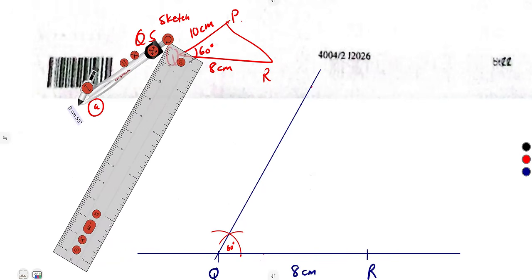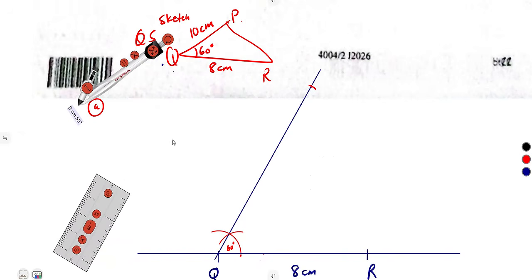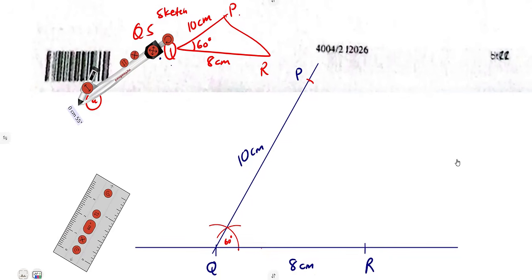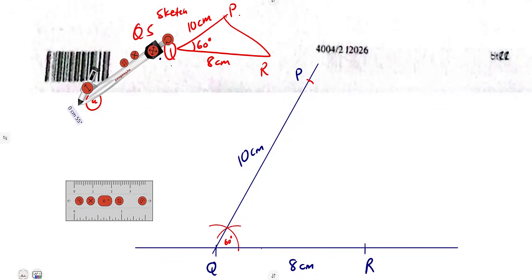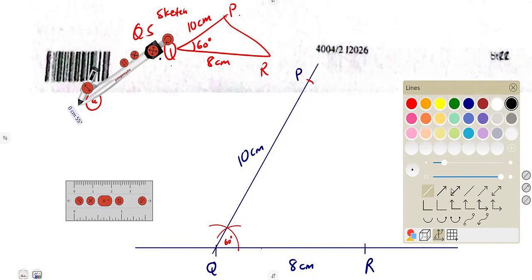But we're supposed to use the compass to mark that point. That is because I'm limited, guys, of the instrument on the board. But you're supposed to use a compass. You mark that point, that's your point P, which is 10 centimeters from point Q. So what can we do to complete the triangle? Simply join R to P, or P to R, using the ruler. Let me just use a line, guys, for the sake of time.